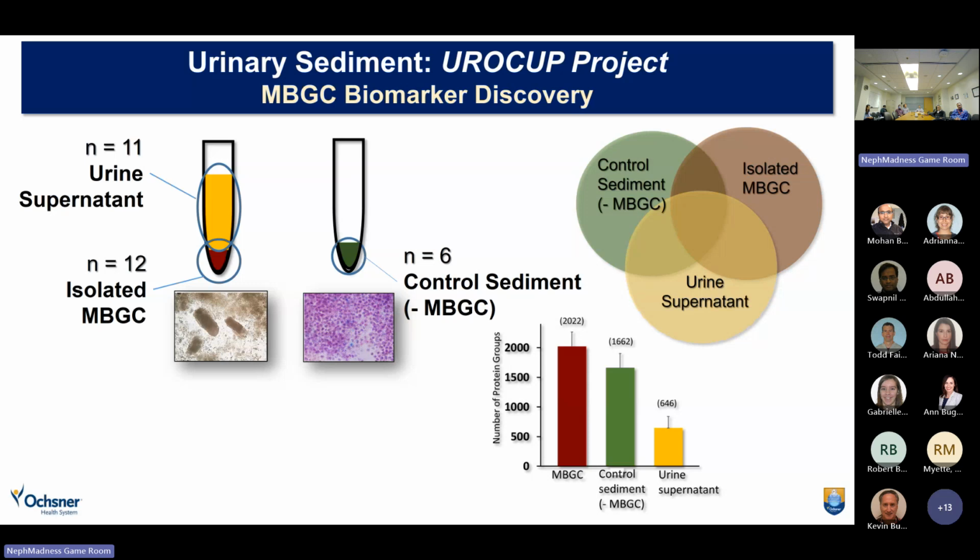And we have some control sediments of specimens without muddy brown. So you can see here in brown the pellets with muddy brown cast. We also sent him pellets with white blood cells, with squamous epithelial cells or RBCs, but no cast as a control pellet. And you can see here in this Venn diagram the distribution of proteins. We found about 2,000 plus proteins in the sediments with muddy brown granular cast and a number of other proteins in the other controls, as you can see here.